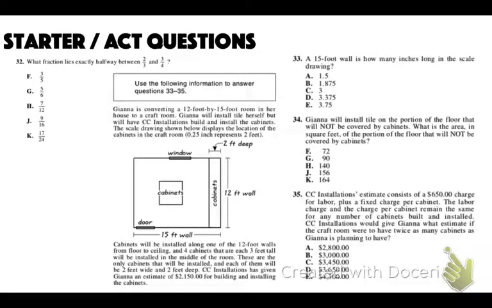So here's all these questions here. For number 32, we want to know what fraction lies exactly halfway between 2/3 and 3/4? To do this, we could convert those to decimals if we wanted to, and figure this out that way. Or we can just look at 2/3 and 3/4. Well, let's get a common denominator here, okay?